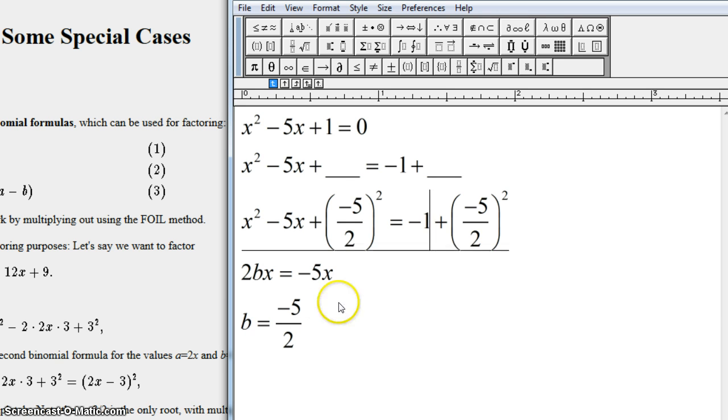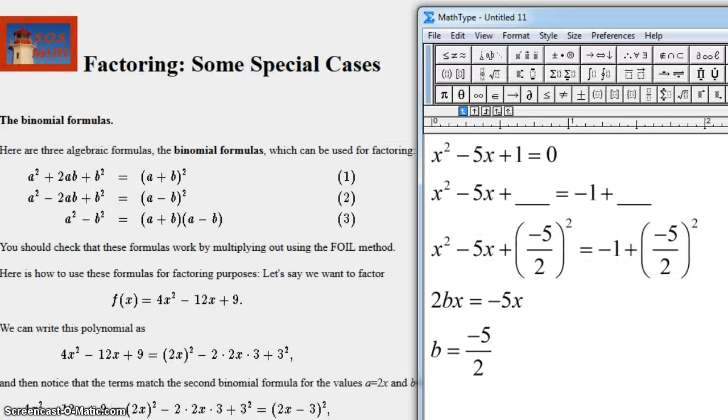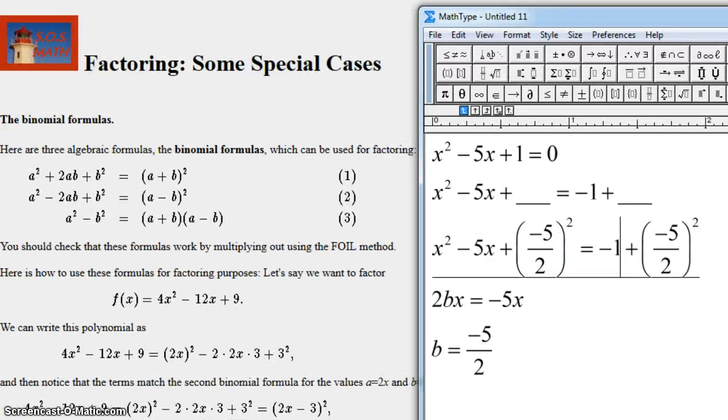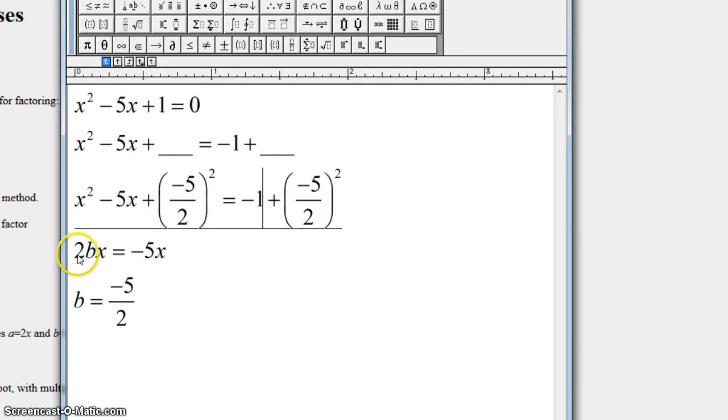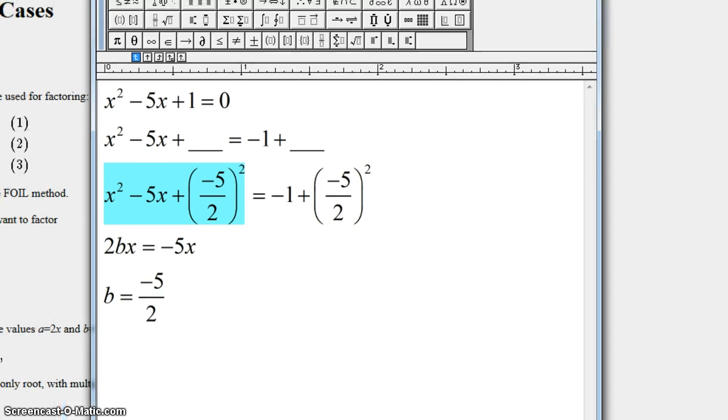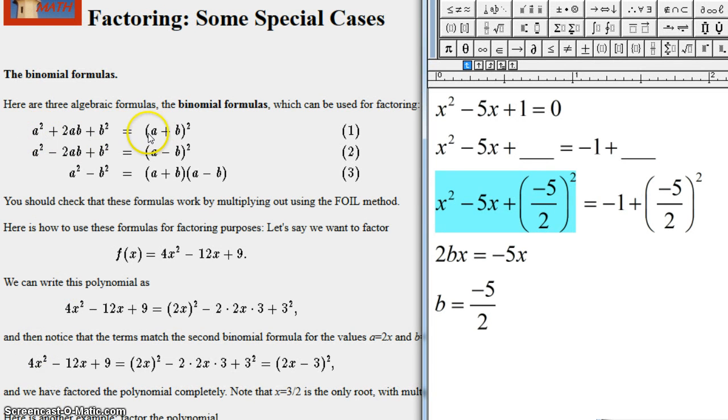Okay. So what we did, again recapping, is we said we wanted it to look like this, a squared plus 2ab plus b squared. And we said, well, 2bx has to equal negative 5x. So b is negative 5/2. And that b squared term is at the end, so we added that to both sides. And I know this may not look like it, but now this is a perfect square for factoring the binomial, right? Because we wrote it like this, we can rewrite it like a plus b squared.